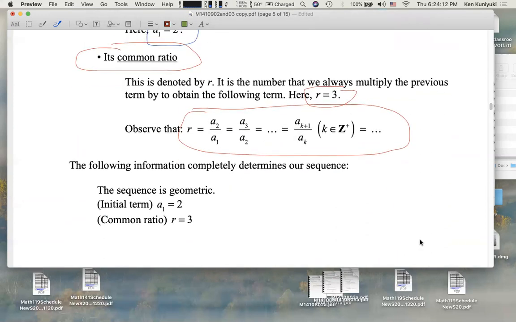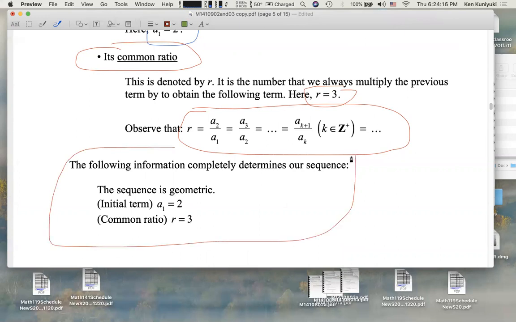Okay, so the following information completely determines our sequence. The sequence is geometric. The initial term is a sub 1, which is 2. Common ratio R is 3. Then in principle, you can get any term in the sequence. But it might take a while, for now.